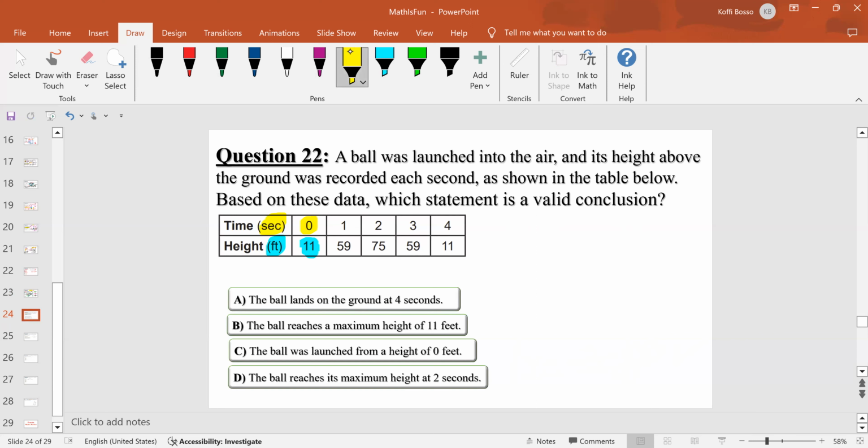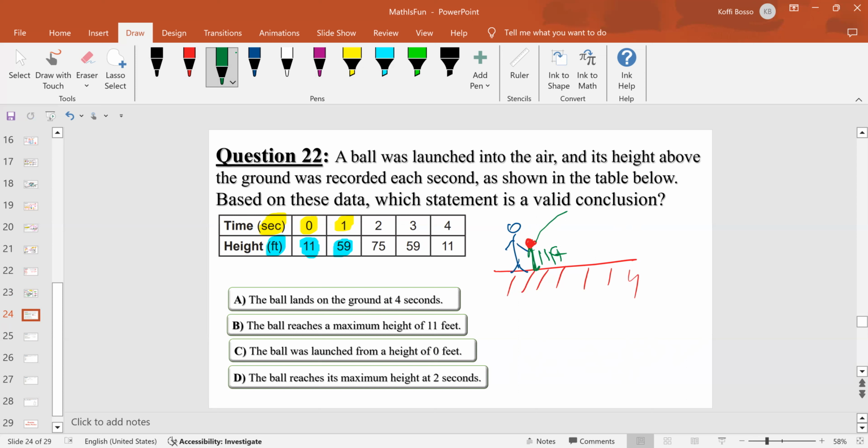Now, when the time is 1 second, the height becomes what? 59. So that means after the ball is launched, 1 second later, the height increases. It's something like this. Let's use this. So this is my ground, and suppose this is me here, and I have the ball. The height from the ground to the ball is 11 feet. Something like that. Now, boom, I launch this in the air.